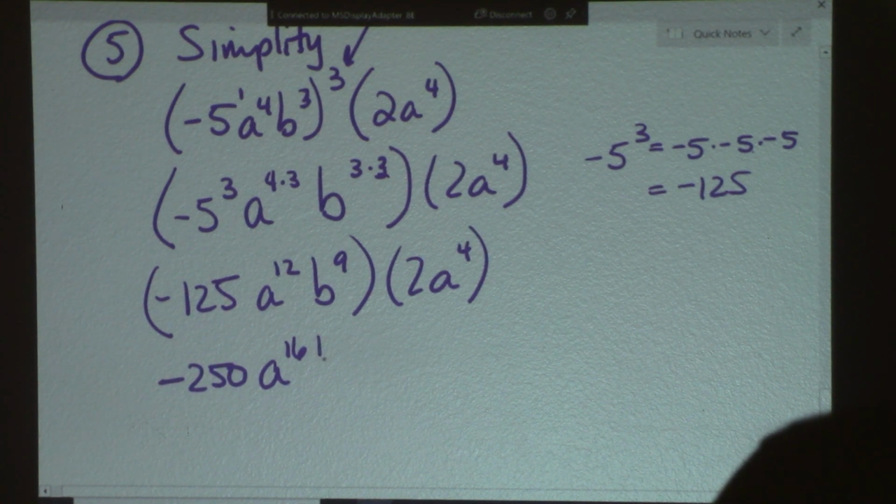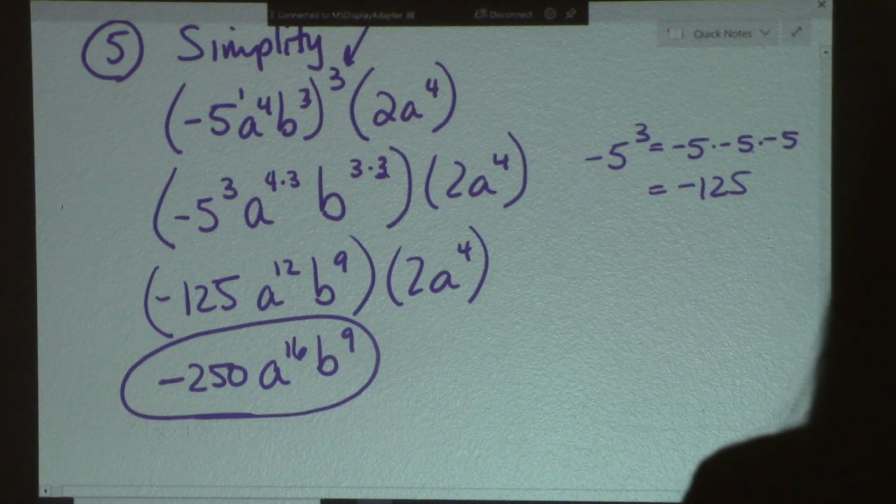And then b to the 9th. So that is my final answer for that. Okay?